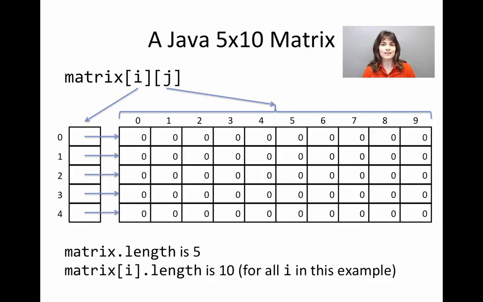Understanding the difference between matrix.length and matrix of I.length is quite important, especially when you will have to write your own code where you will be using arrays like this, and you will be using them, for example, in a nested for loop, so that you can access each element of the array.